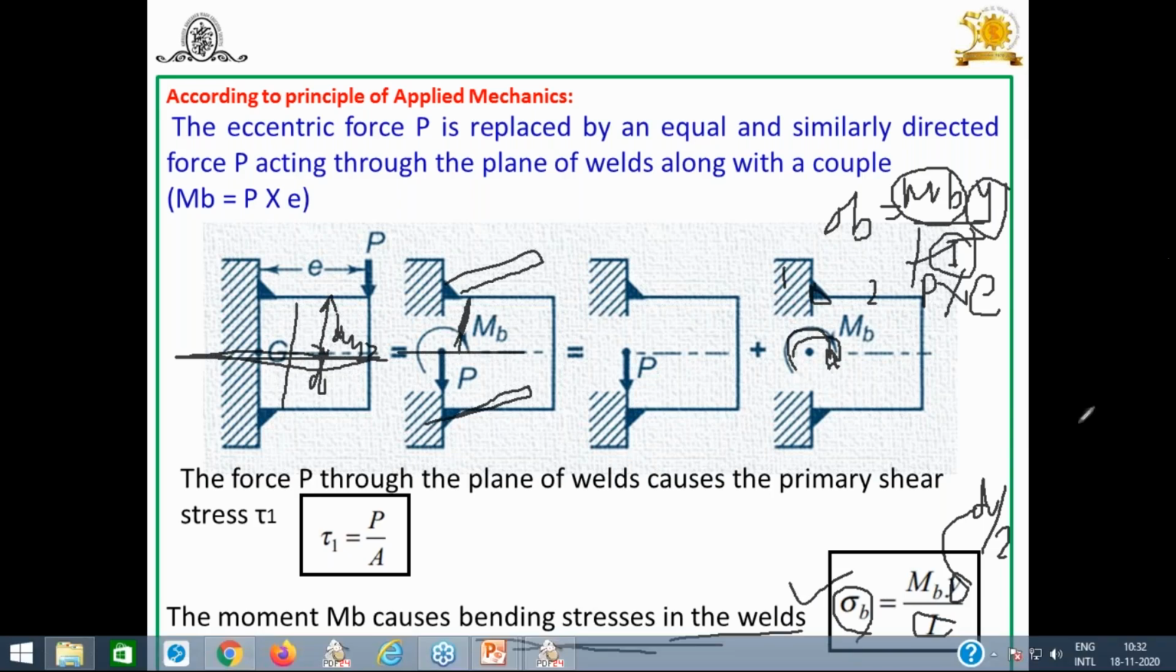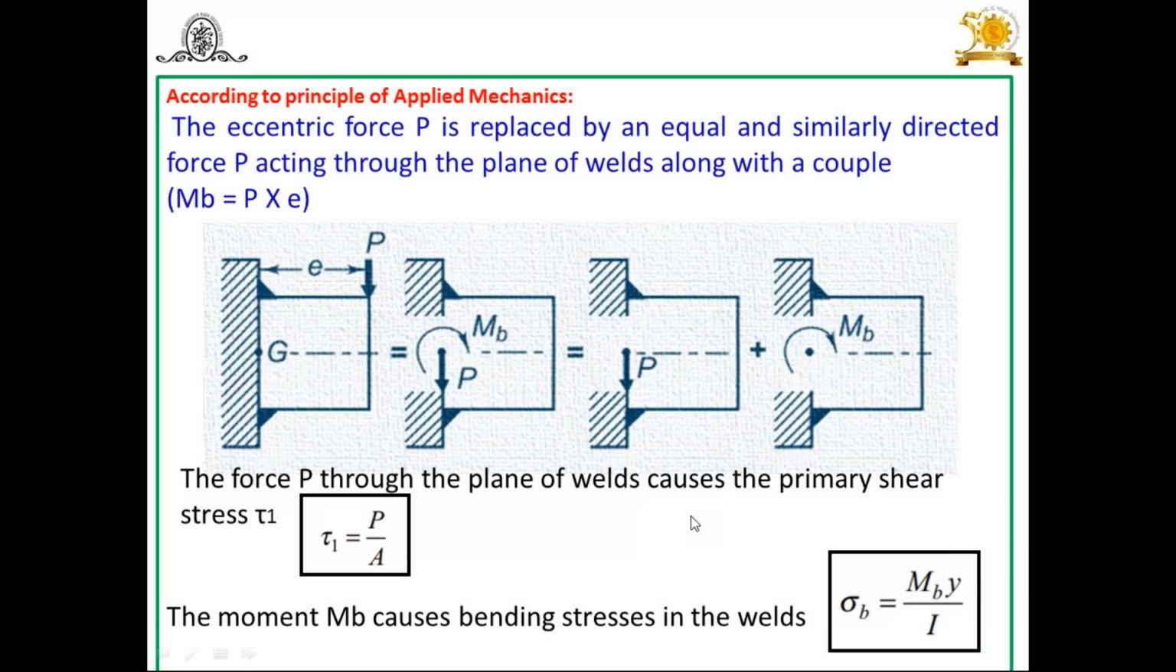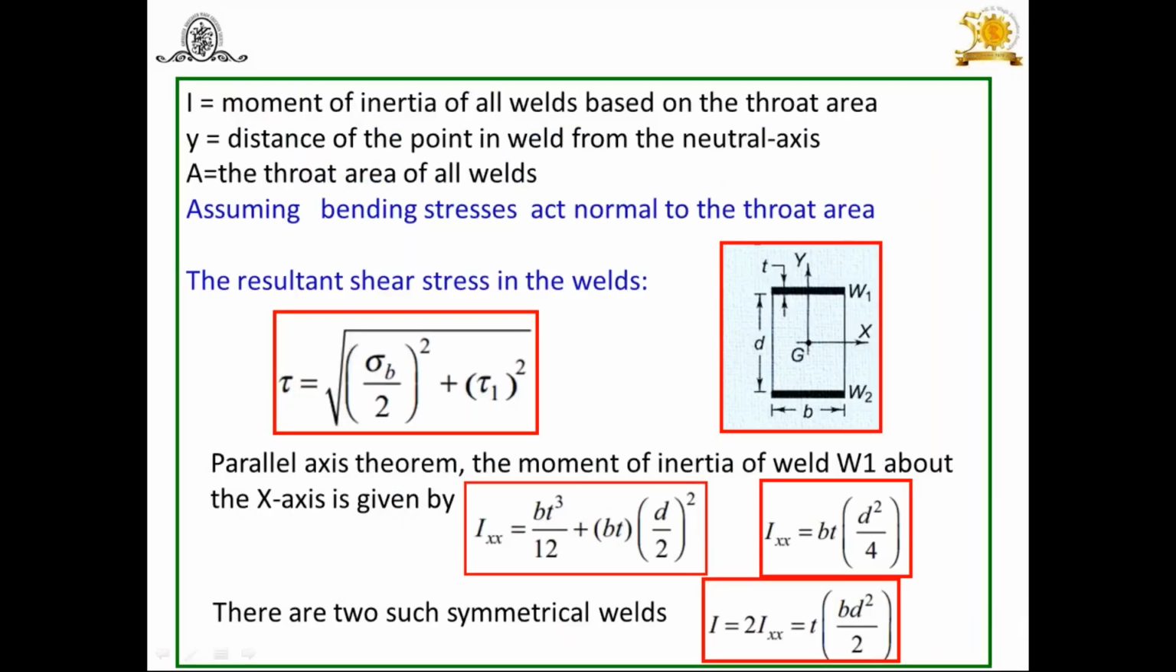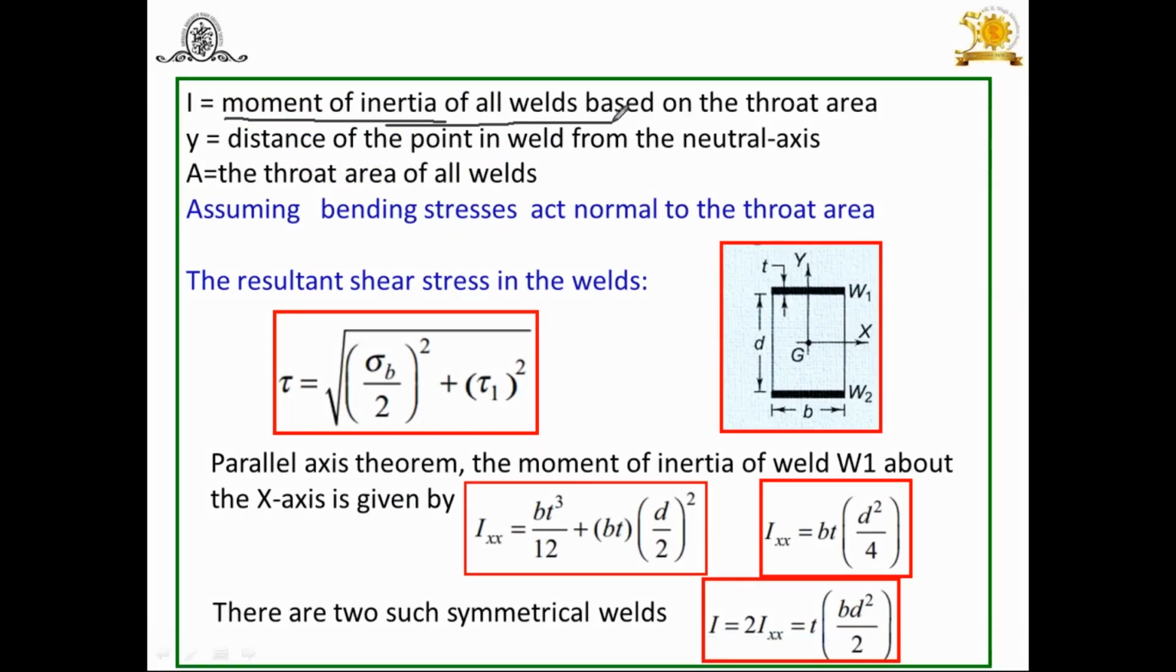And how to find out the I, we will discuss here. Now let us see how to find out this I. Now in this case, again, I means the nomenclature, moment of inertia of all welds based on the throat area. Then Y, distance of the point in the weld from the neutral axis, that is D by 2.